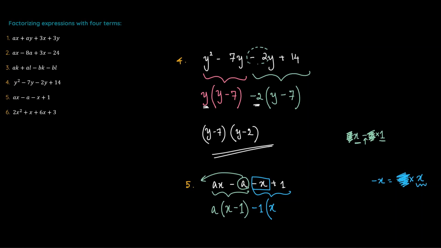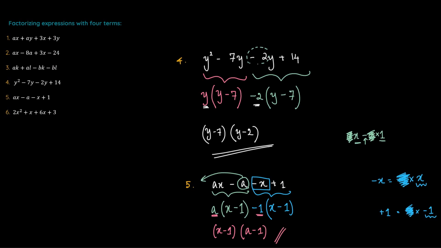And then we have positive 1, and positive 1 can be written as negative 1 times negative 1, right? Because negative into negative is positive. So if you take one negative 1 out, there is still another negative 1. So that's another negative 1, and now we have both the brackets the same. Now we can take that bracket as the common bracket outside, x minus 1, and then whatever remains outside, a and negative 1, will form the second bracket, a and negative 1.